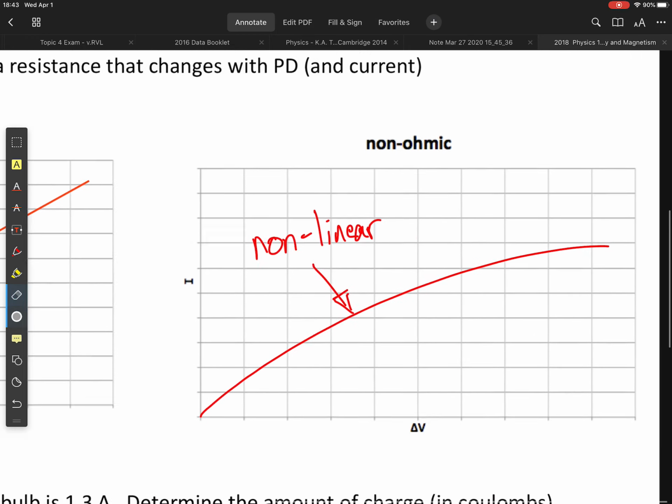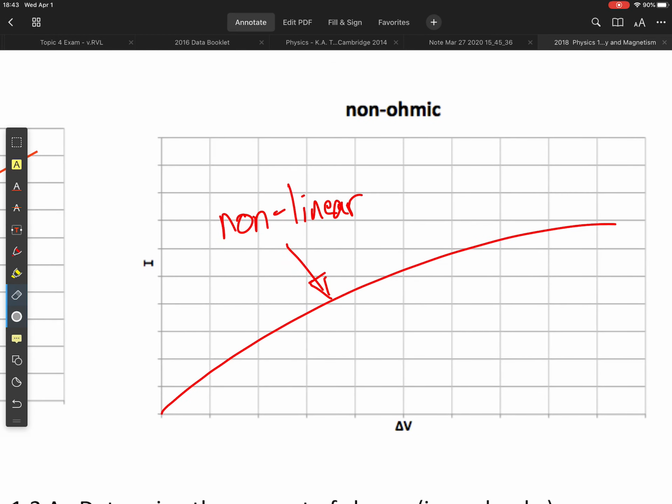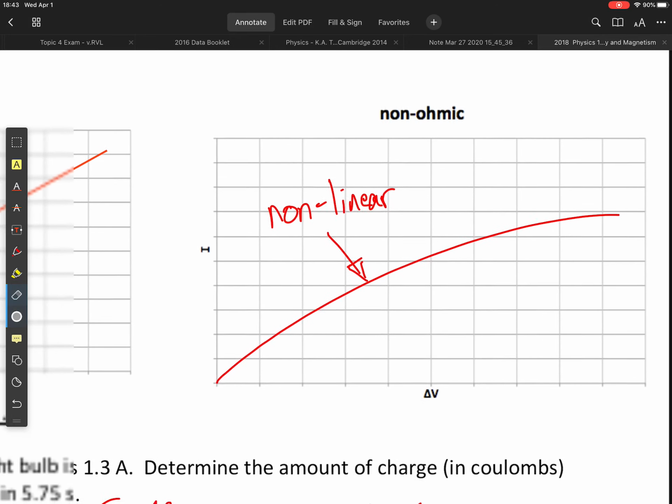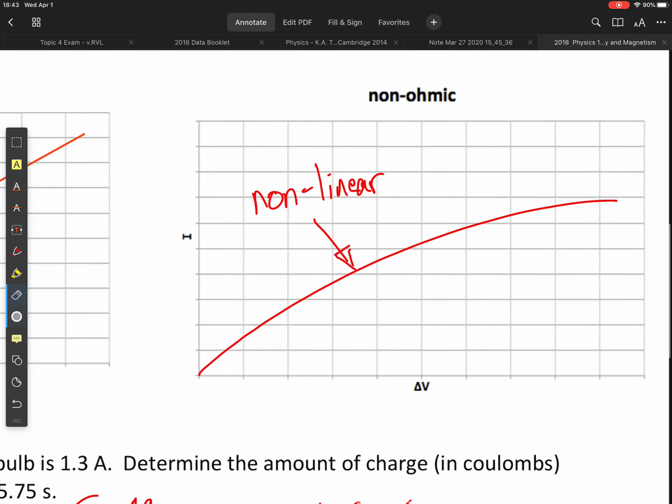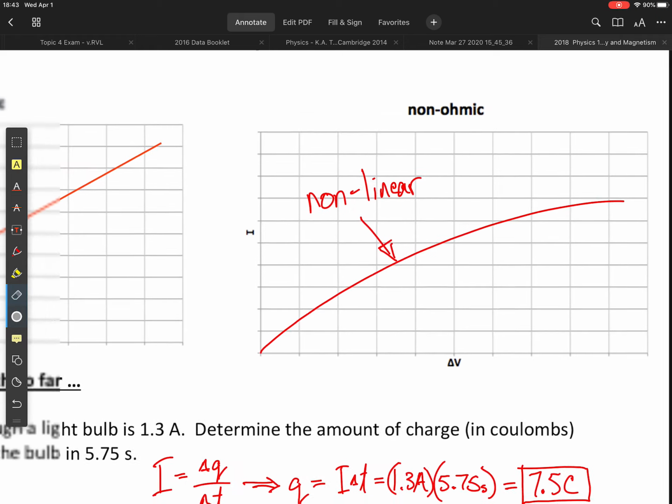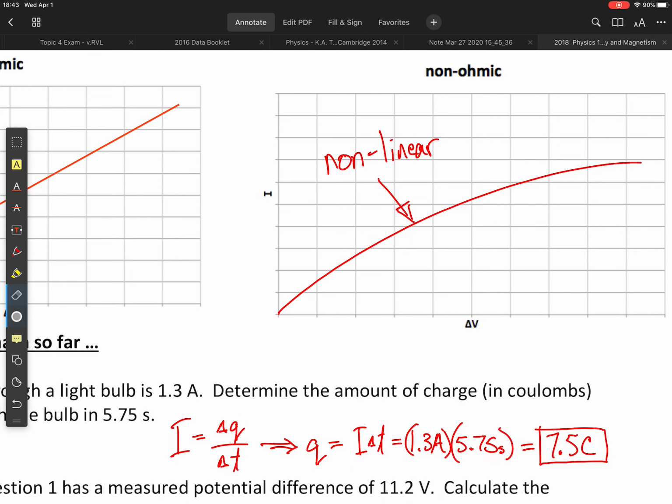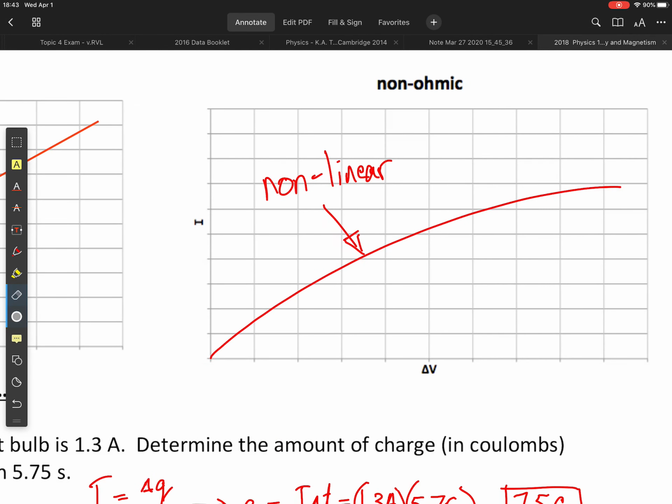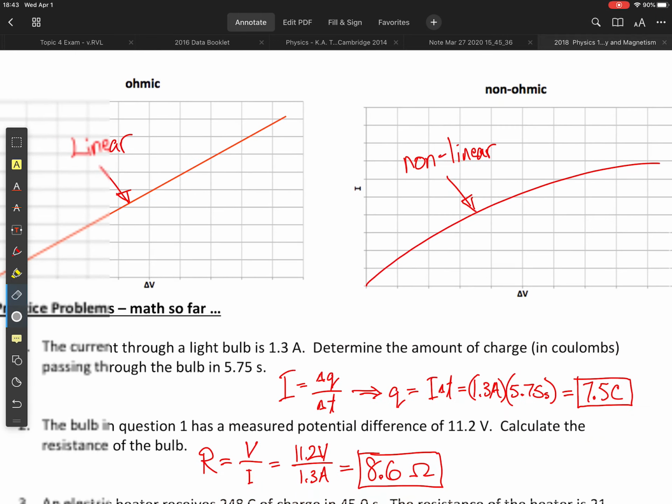So, for example, a light bulb is an example of a non-ohmic resistor. So if you measure the current and voltage across a light bulb, what you'll find is that the relationship is not constant. And that is because the filament of a light bulb heats up, and that generally increases the resistance of a substance because the atoms or molecules are vibrating really hard and they're obstructing the flow of electrons.